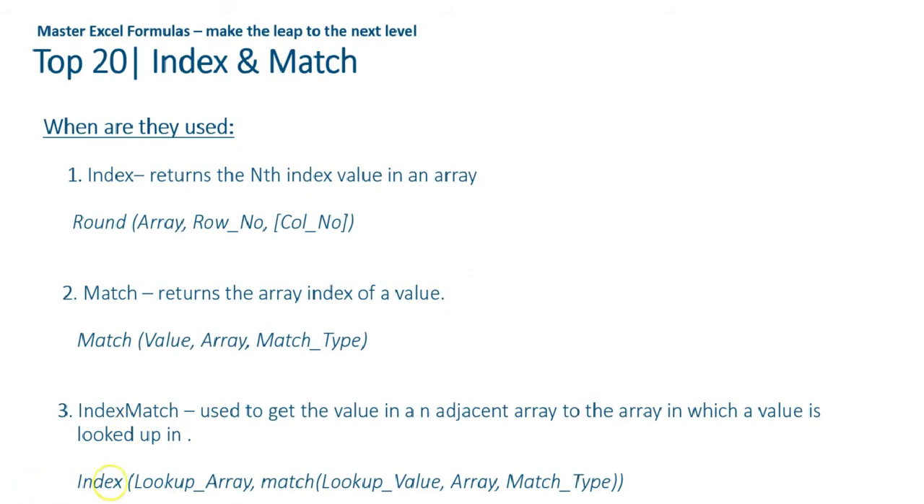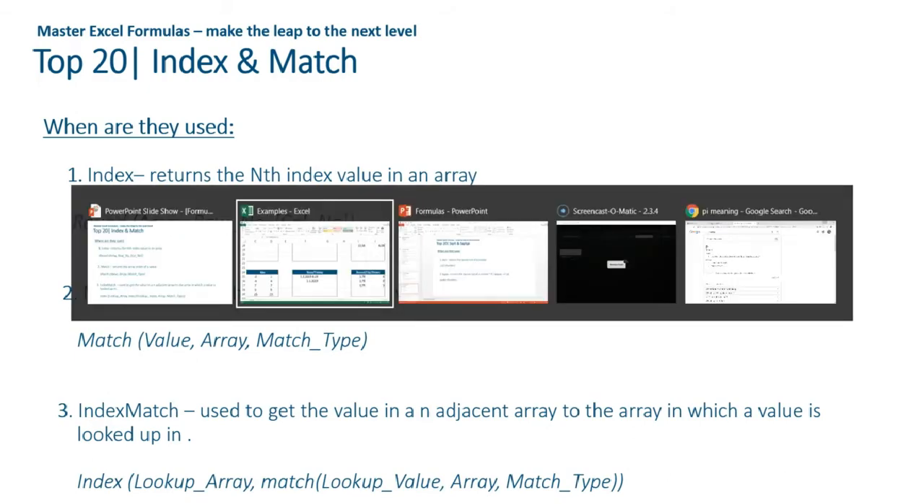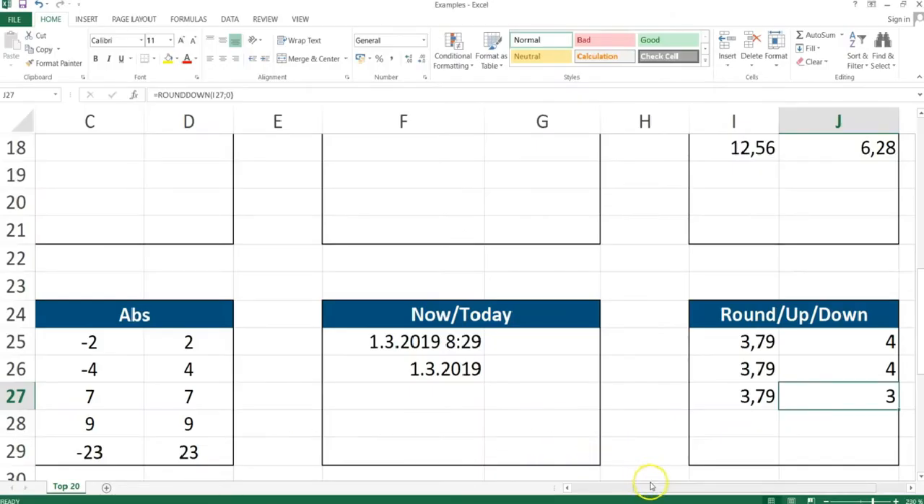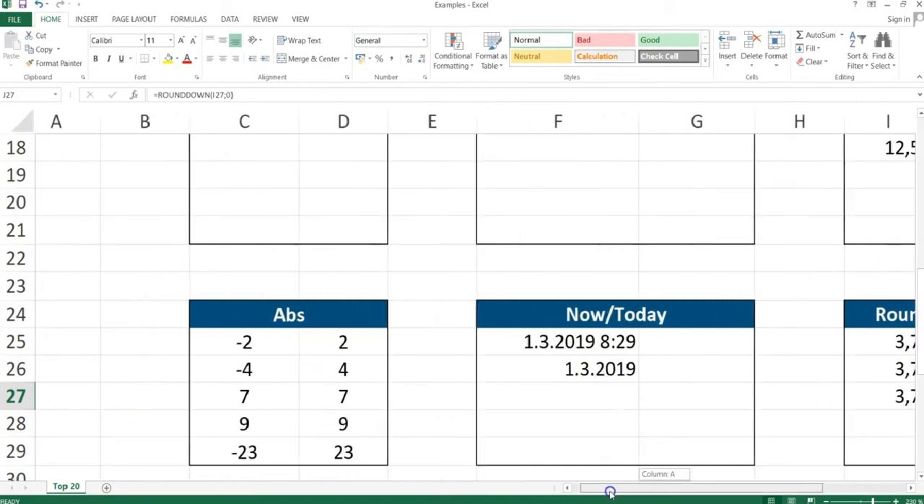Okay, this is how it looks. We start with the index formula, we specify the lookup array, and then we need to get basically the array index from the match formula here, in order for our index formula to work after that. I'll show you what I mean after I give you examples for these formulas.